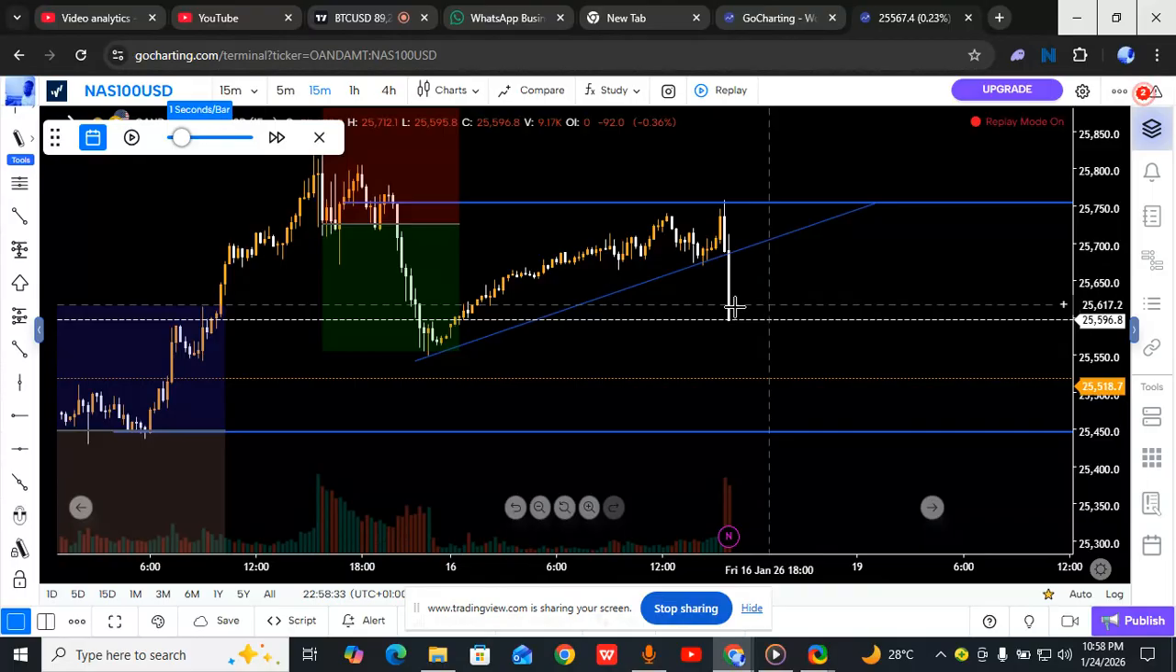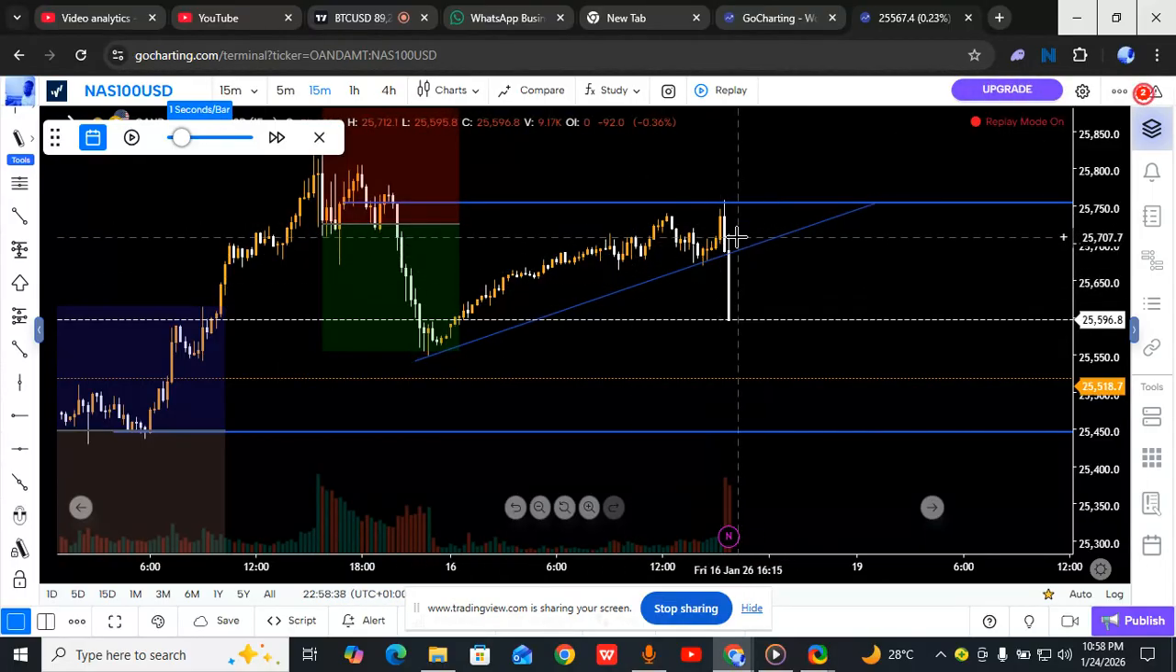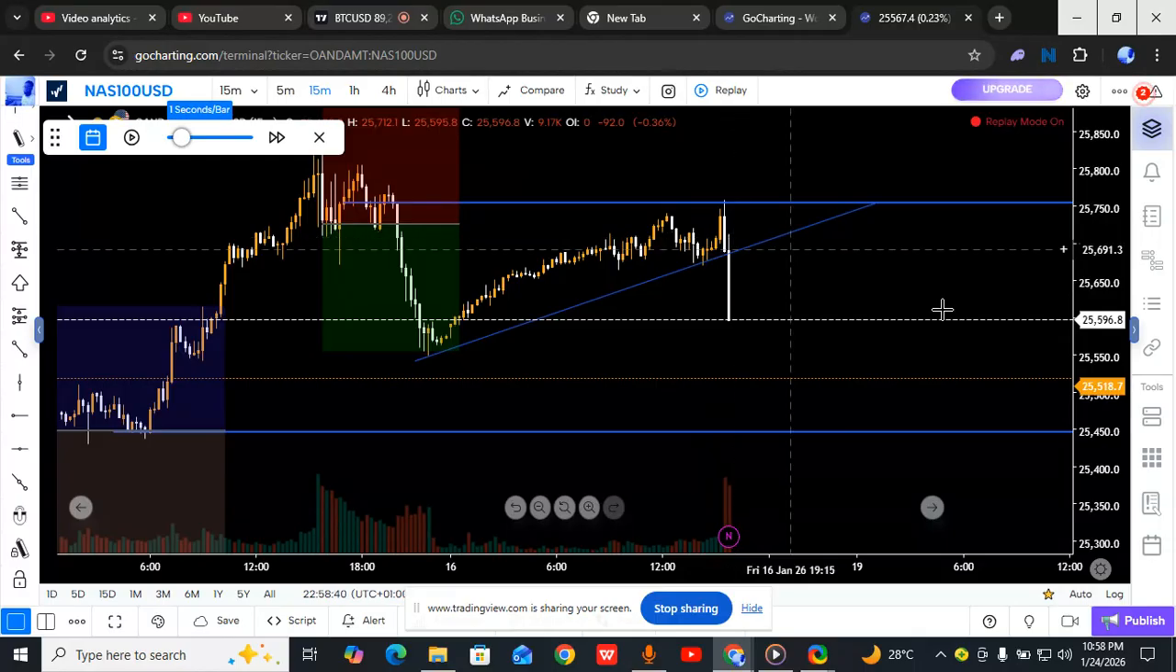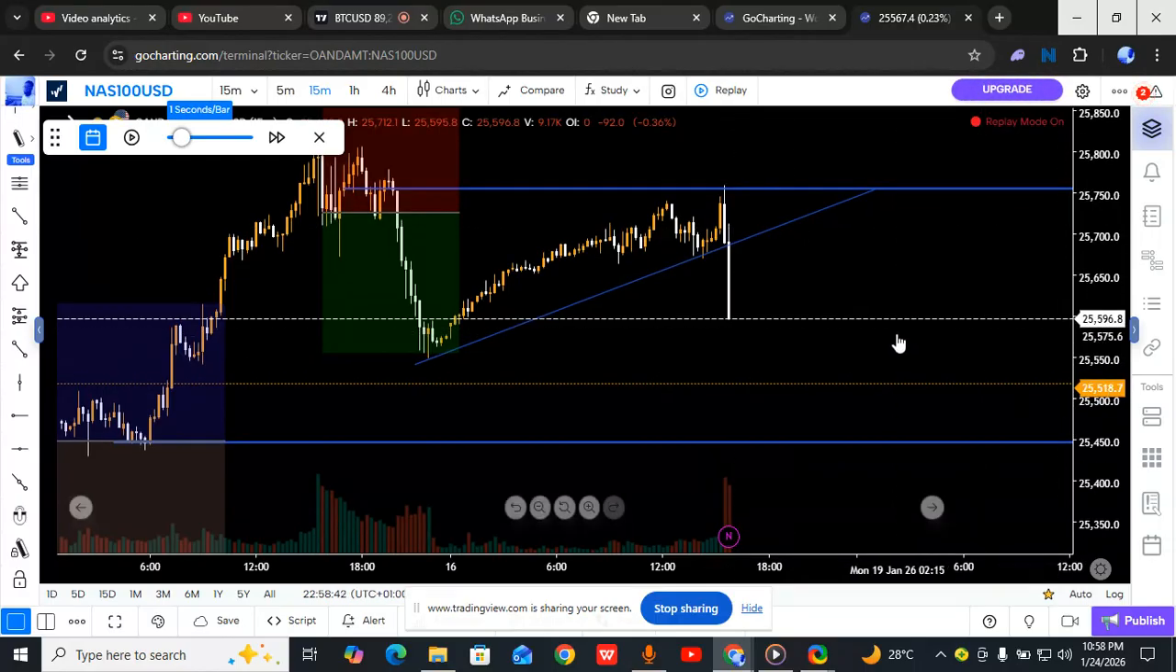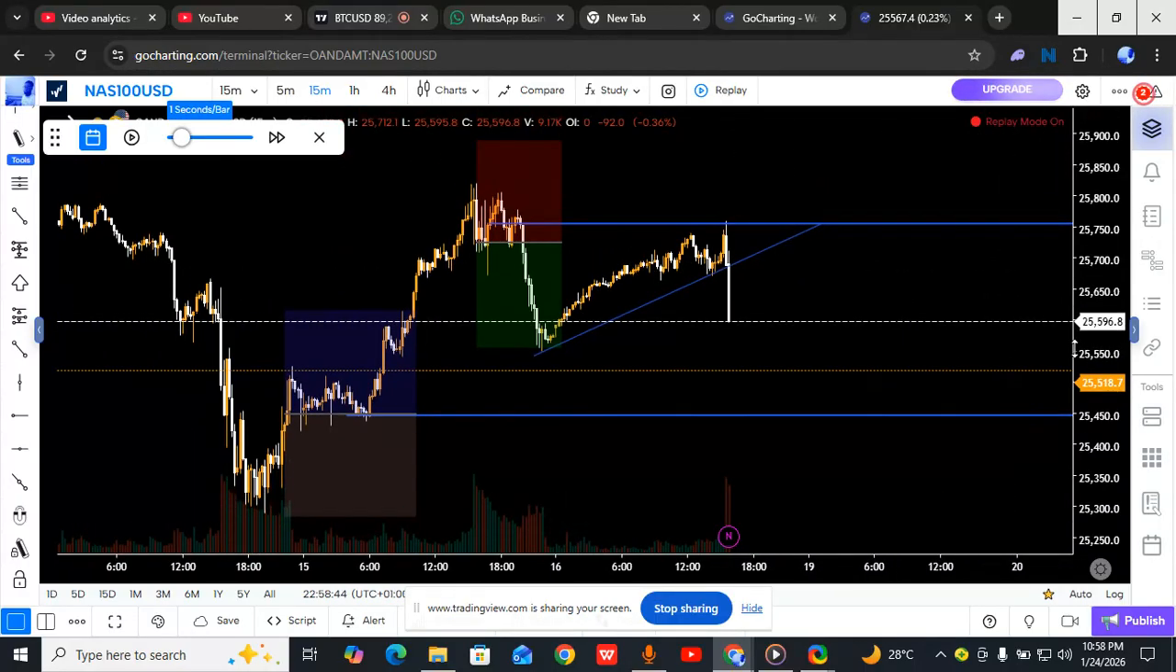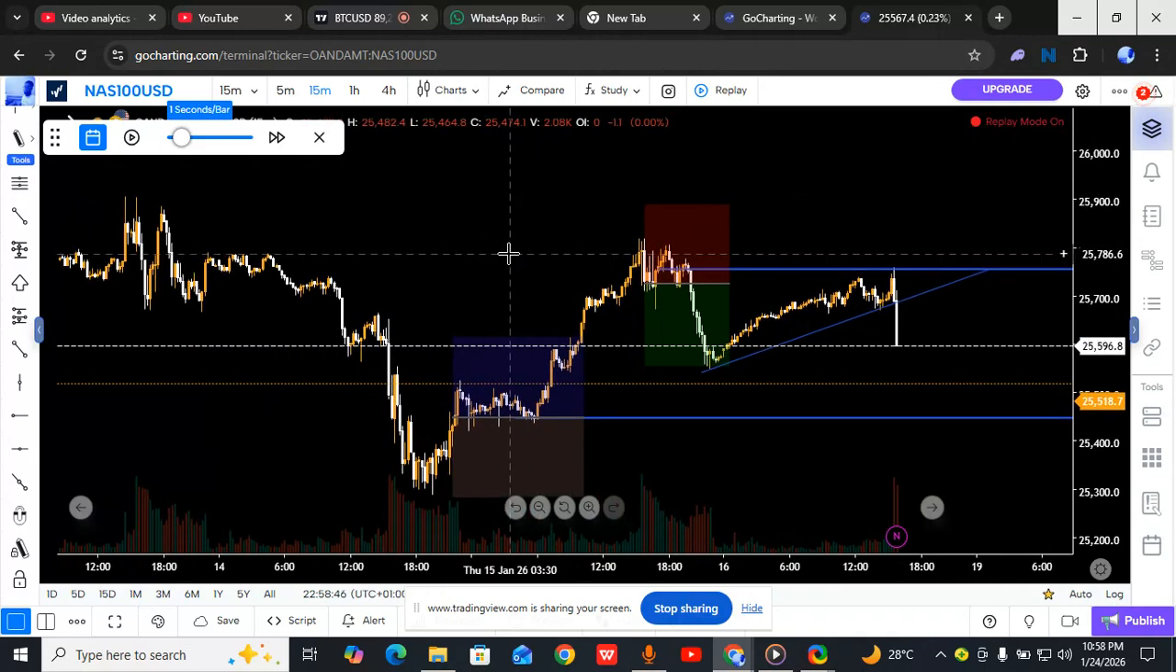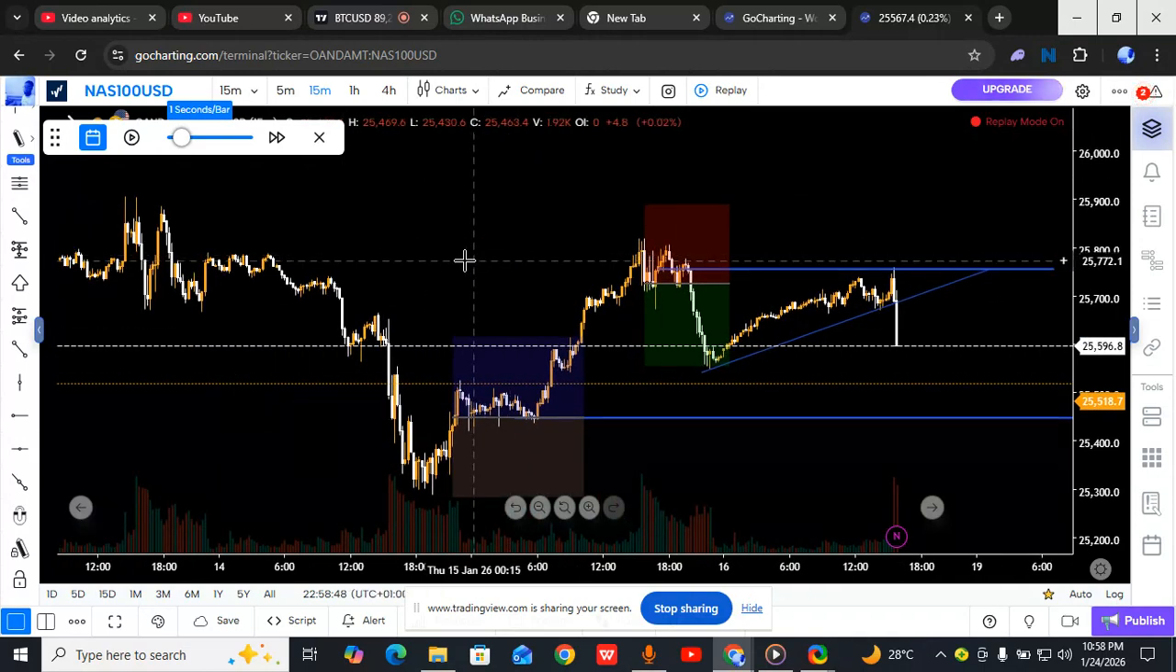Price actually closed before you even got in the trade. So this might be a 5 minute entry or 10 minute entry. But yeah, guys, that's basically how the 1 to 1 risk to reward strategy works.